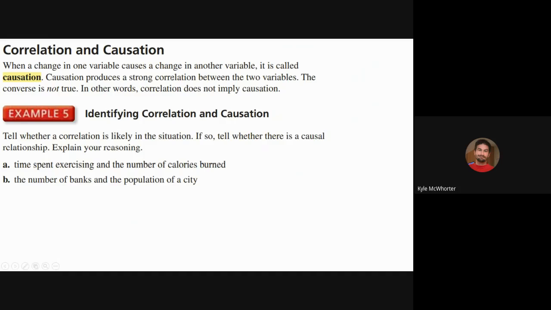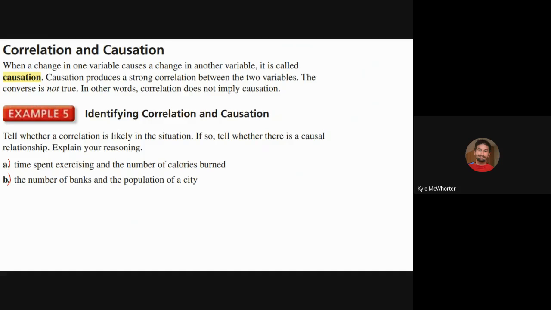When a change in one variable causes a change in another variable, it's called causation. Causation produces a strong correlation between two variables, but the converse is not true. That means that a strong correlation does not imply causation. That sounds like a lot of vocabulary and maybe a tongue twister, but looking at an example might help us understand the difference between correlation and causation, because both of these situations have a strong correlation, but not both of them have causation.